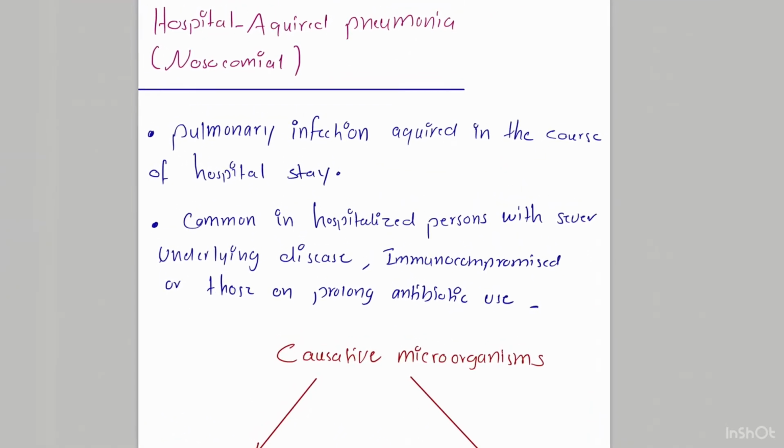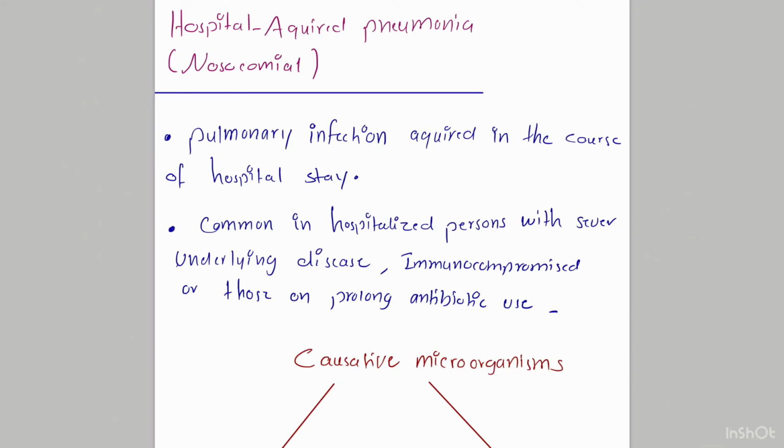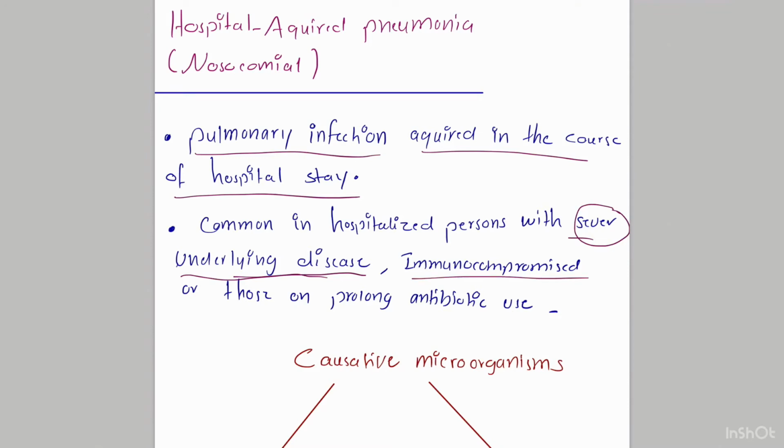Regarding hospital-acquired pneumonia or nosocomial pneumonia, it can be defined as a pulmonary infection acquired in the course of a hospital stay. That means this type of pneumonia occurs in patients who stay in the hospital for a long time. It is common in hospitalized persons with severe underlying disease. These patients usually have severe underlying disease, are immunocompromised, meaning their immunity is weak, or are on prolonged antibiotic use, so they are exposed to pneumonia during their hospital stay.